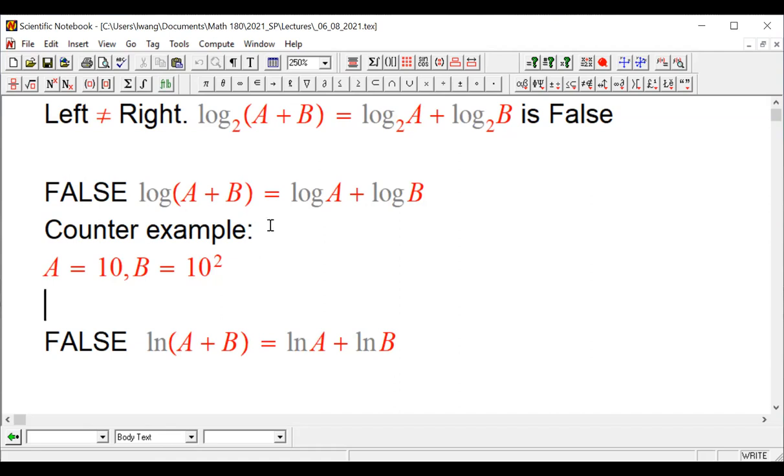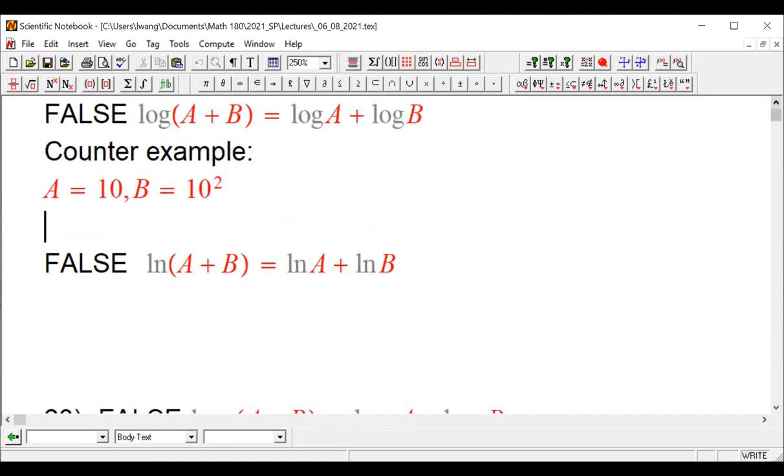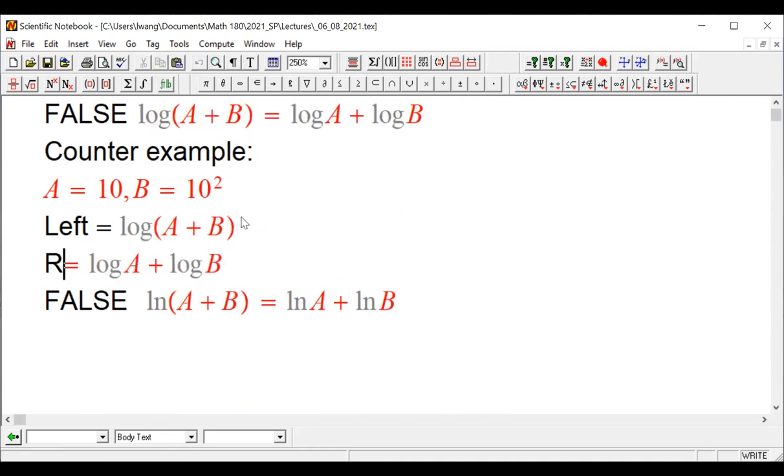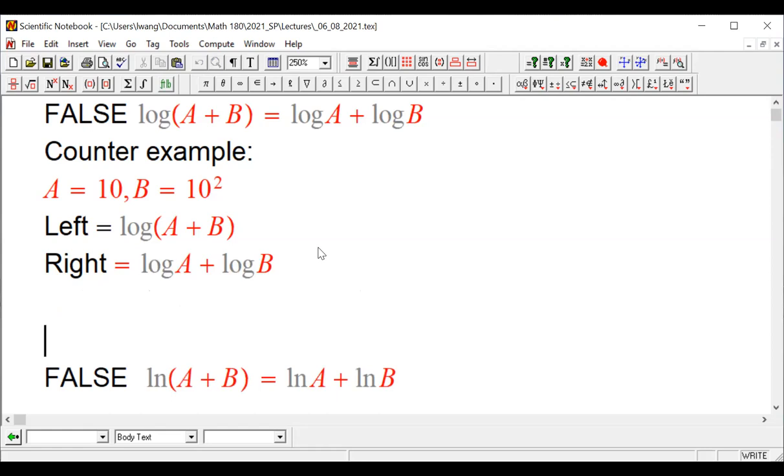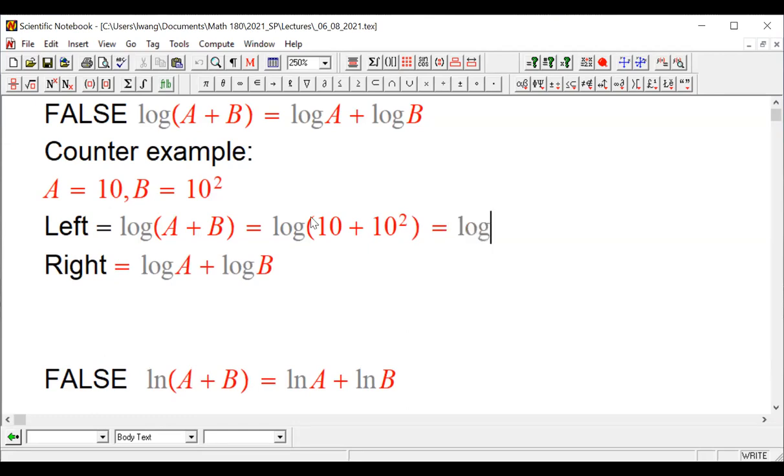Okay, and we have left and right. So the left-hand side, and the right-hand side, the same drill. The left-hand side is log base 10, the common log, of 10 plus 10 squared. That equals log of 100 plus 10, that's 110.